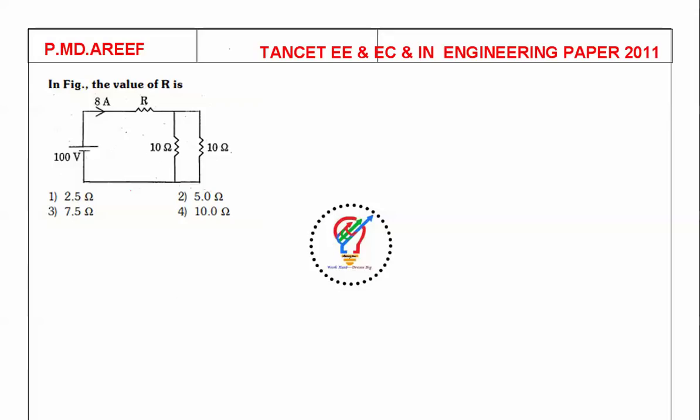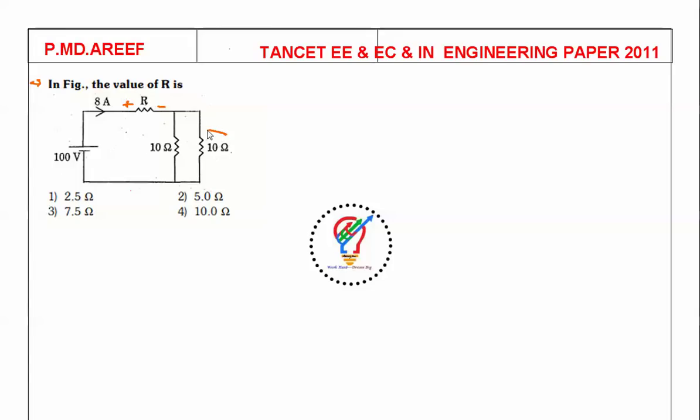The first question, as you can see here in the figure, we need to find the value of r. Before finding the value of r, we need to apply KVL. While applying KVL, it's an algebraic sum of voltages in the loop, so plus and minus should be given. I will give plus here and minus here, because current enters a passive element at the positive terminal only.